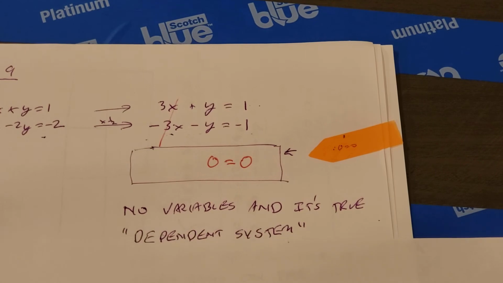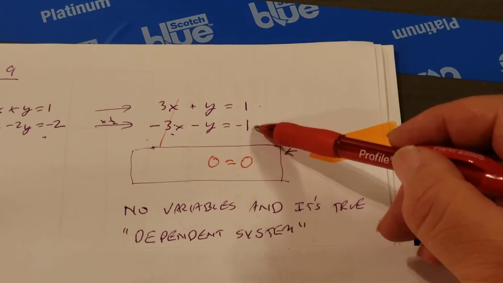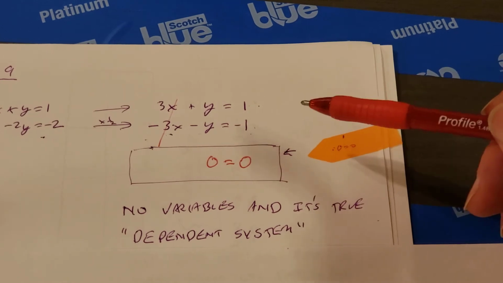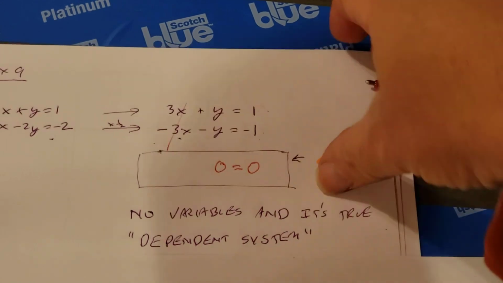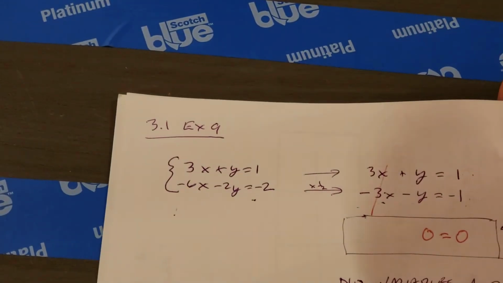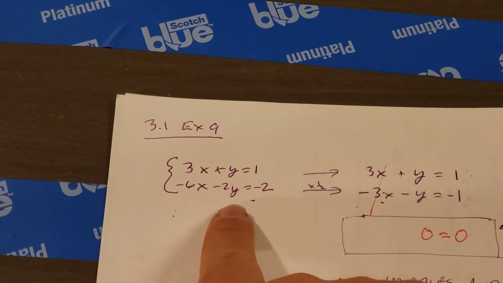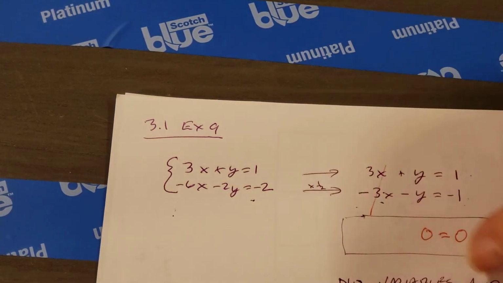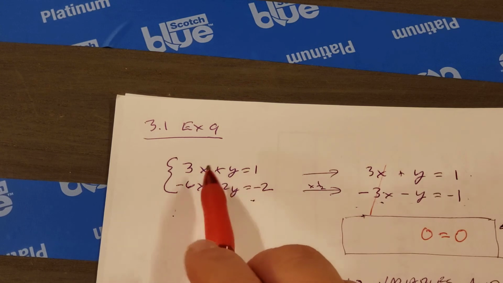What that means is, well, the word is a dependent system, but what it really means is we have an overlapping line. These lines are the same. There's no difference between them. In fact, I could just make one look like the other one by, well, at any point in the problem, but even at the beginning, if I had chosen to multiply the top one by -2, I would have had an exact duplicate of the bottom one. So they're really the same line in the same way that, I don't know, like -6 over -2 is the same fraction as 3 over 1.